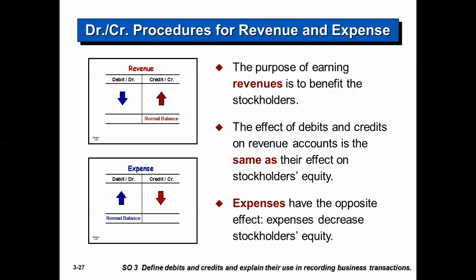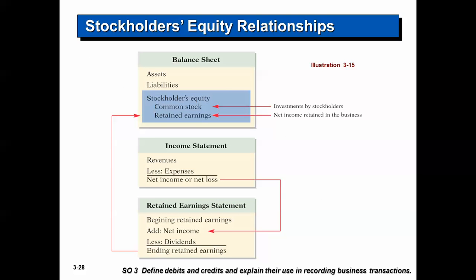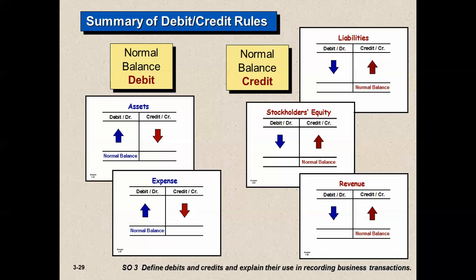You just remember that every time you earn revenue, you credit revenue. Anytime you incur an expense, you debit expense. That's all. So your normal balances then: assets have a normal debit balance, and expenses have a debit balance. On the other side, liabilities have a credit balance, shareholders' equity has a credit balance, and revenue has a credit balance. So you just remember that assets go up on the left and down on the right.